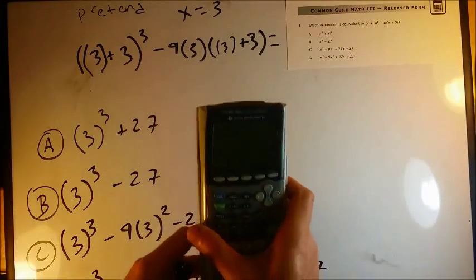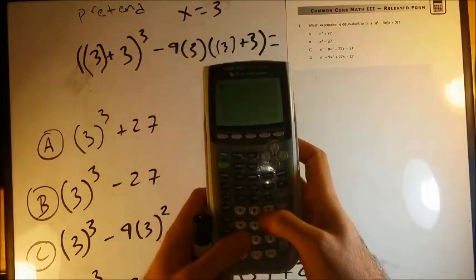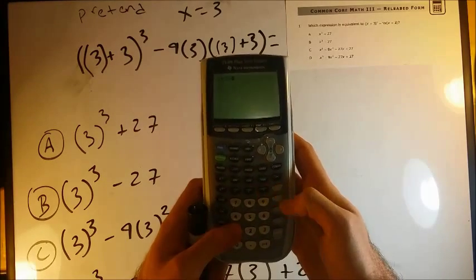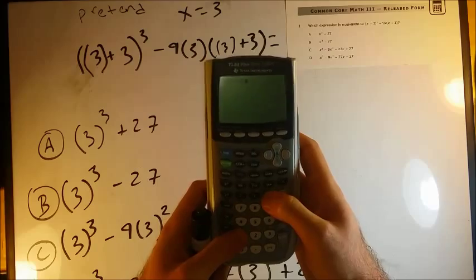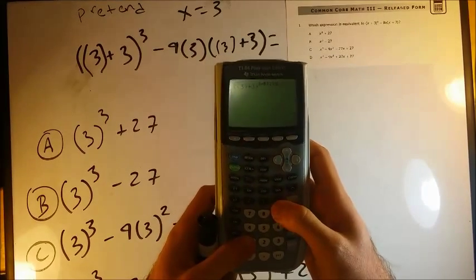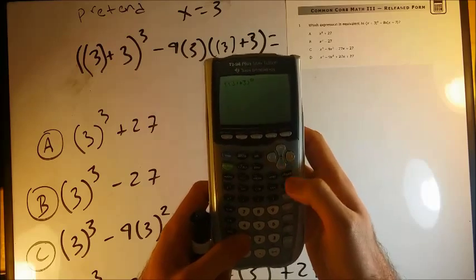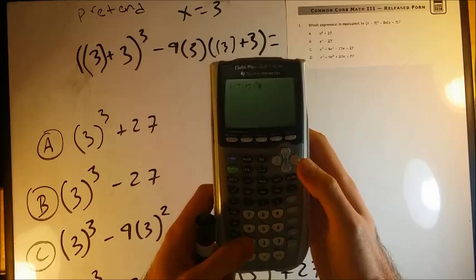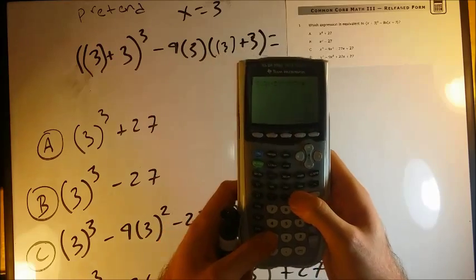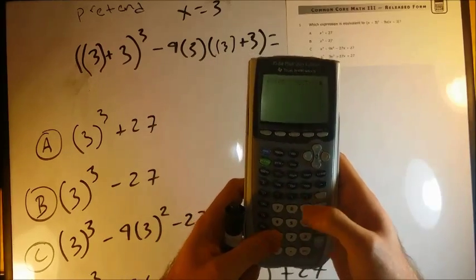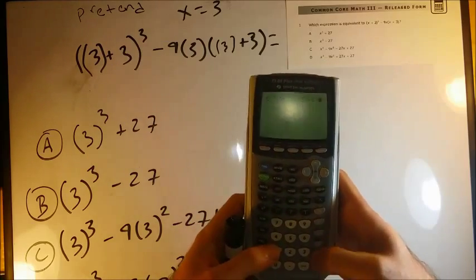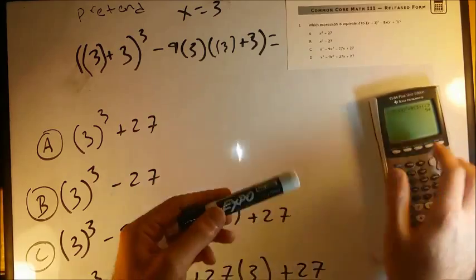And if we calculate this out, let me just plug this in. So I'll have 3 plus 3 cubed minus 9 times 3. Let's be careful not to do that. So it's just to the 3 over then. Minus 9 times 3 times 3 plus 3. Okay, so if I enter all this in, I get 54.